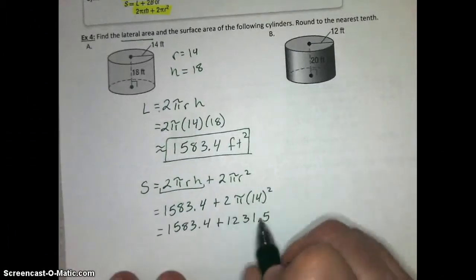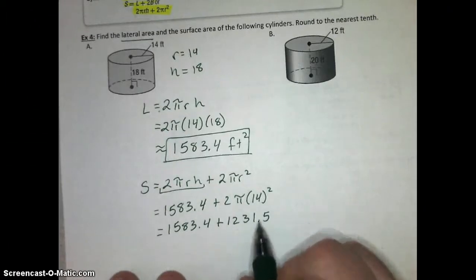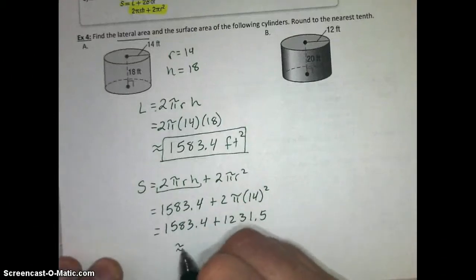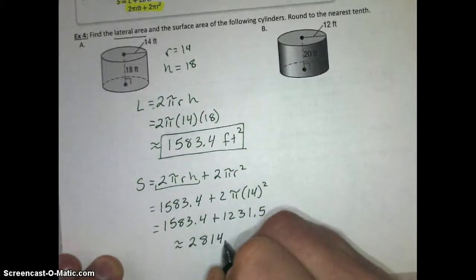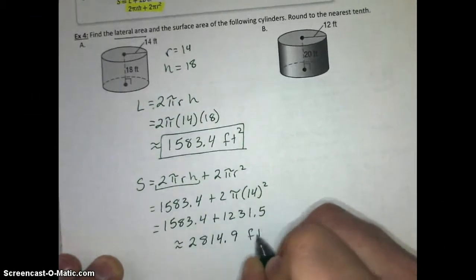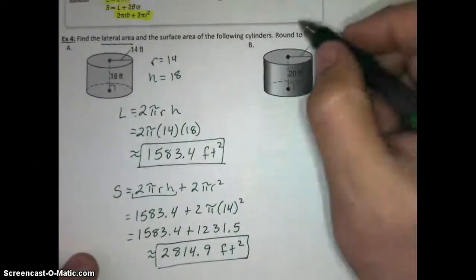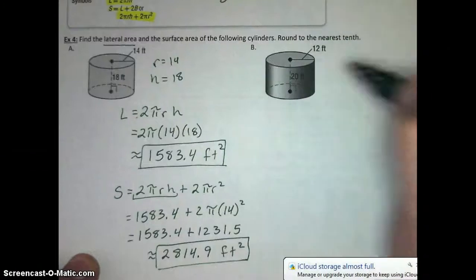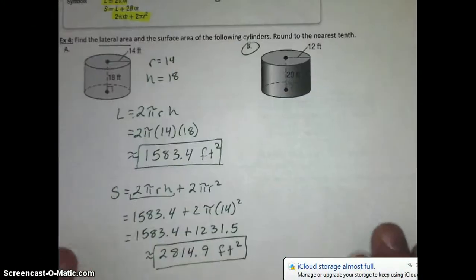So 2 pi r squared actually gives us about 1231.5. So we're just going to add those together. And we get approximately a surface area of 2,814.9 square feet. All right, once again, you could probably do this problem part B on your own, and I challenge you to go ahead and try that, and then we will talk about that one in class and see if we can figure out that one. But again, it's just using the formulas and doing the work in the correct order.